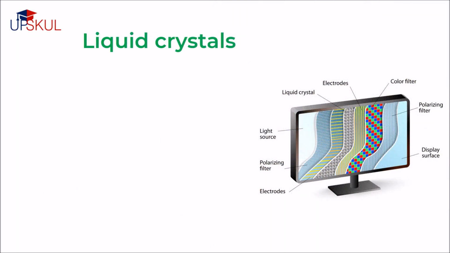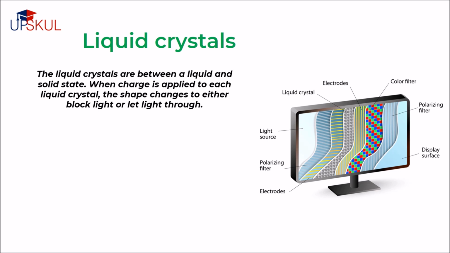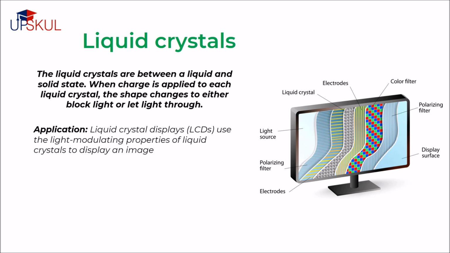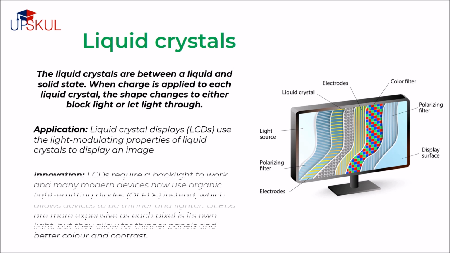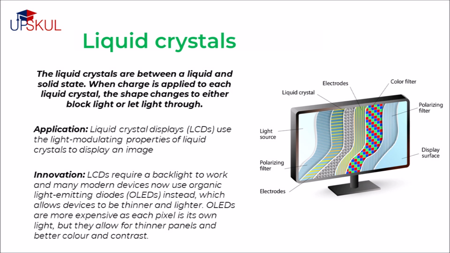Liquid crystals are between a liquid and solid state. When charge is applied to each liquid crystal, the shape changes to either block light or let light through. Liquid crystal displays use the light modulating properties of liquid crystals to display an image. This ensures text or images display on the LCD.